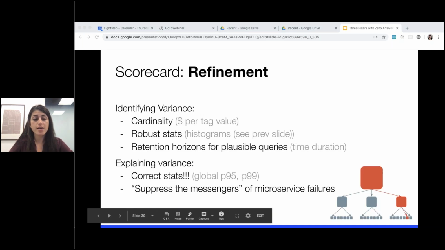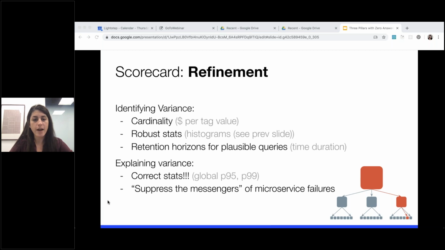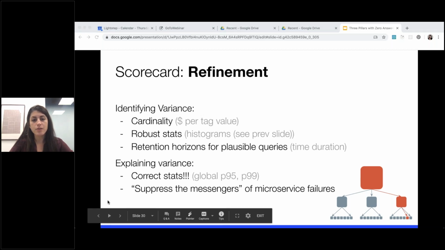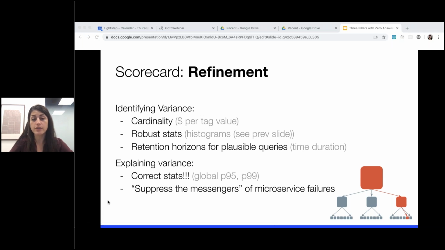So finally, we are here on the scorecard for refinement. Here you can see that cardinality is also important in the scorecard for refinement, arguably more important than in detection. And we also, once again, need to understand how much money we're spending for the tag values.